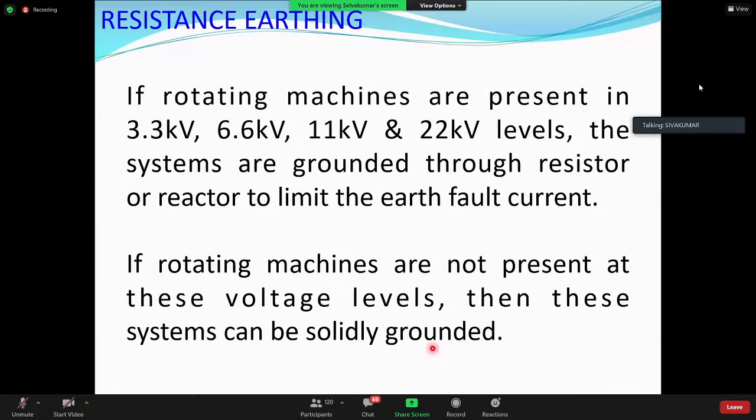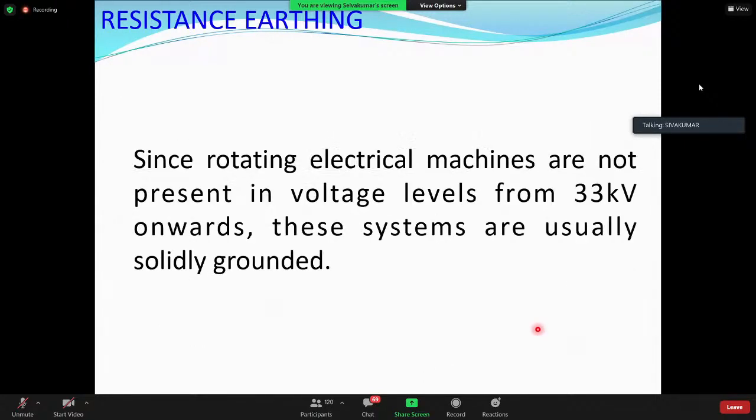Since rotating electrical machines are not present at 33 kV and above, as of now there are no rotating machines beyond 22 kV. So generally 33 kV and above systems are solidly earthed, since you don't have the apprehension of core damage.